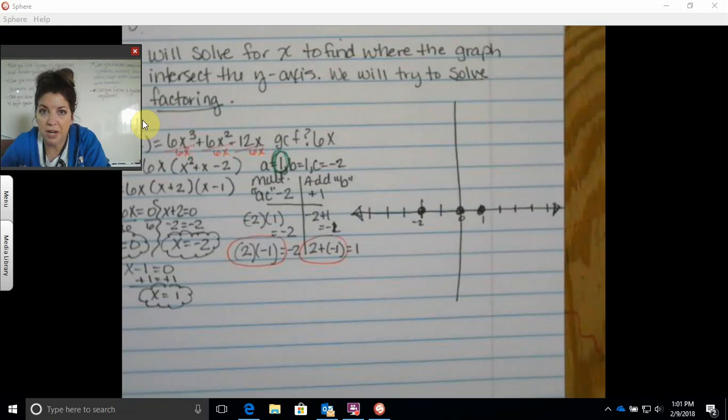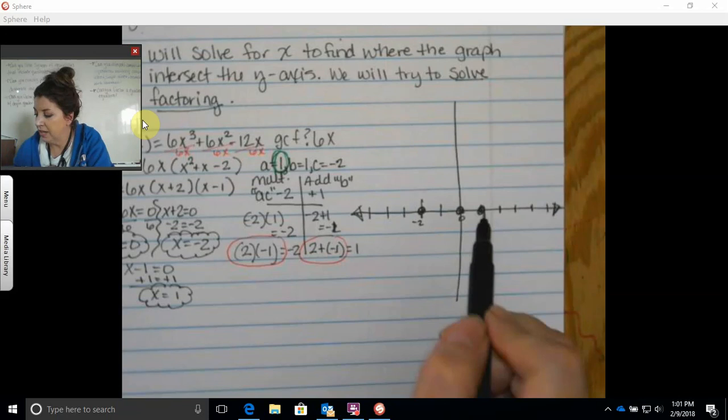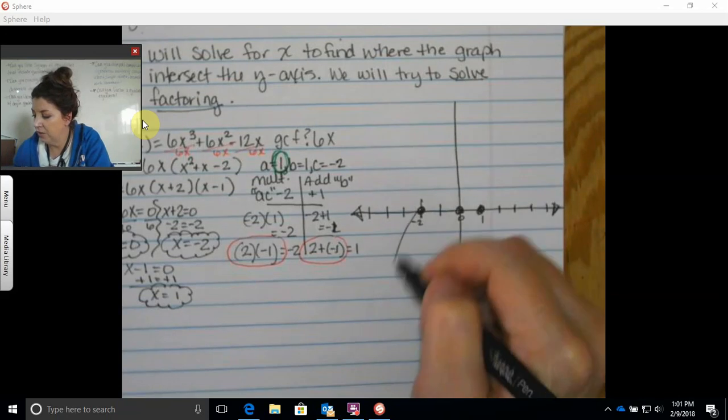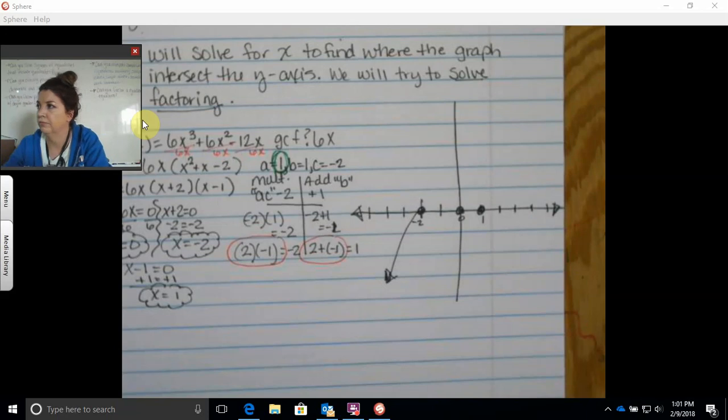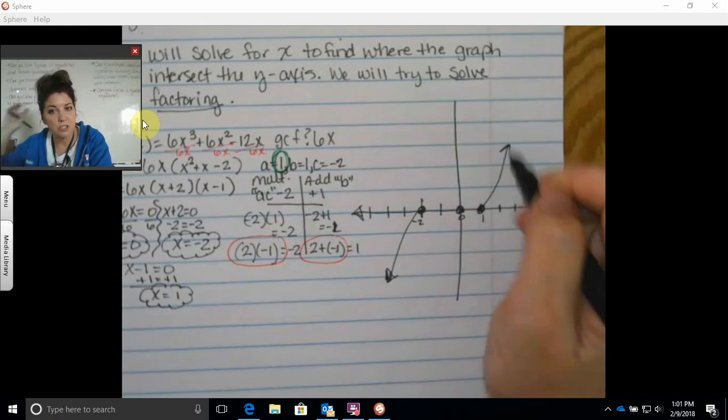So the left side of my graph is going to point down. So go to the 0 that's furthest to the left and just sketch an arrow. Don't make it go straight down, but, you know, in the downward direction. And we know the right side of the graph is going to point up. So go to the 0 furthest to the right and then sketch a graph pointing up. Not straight up.